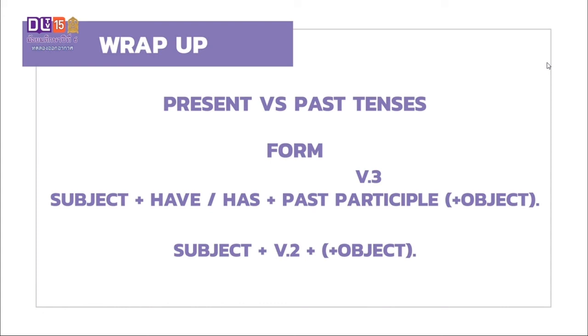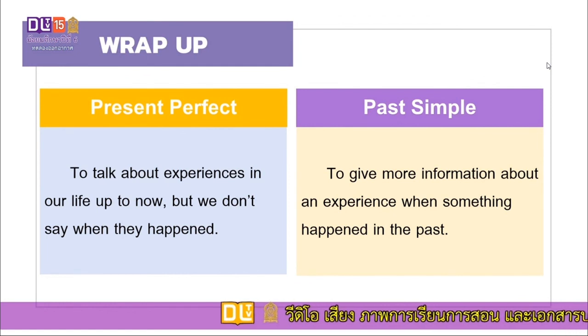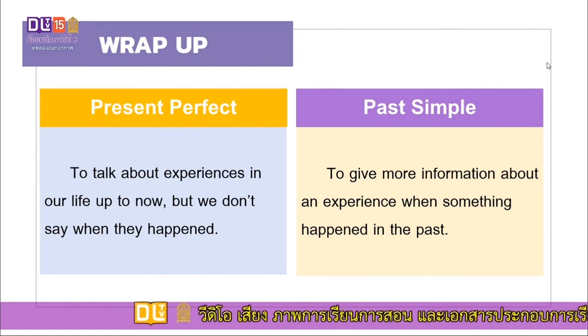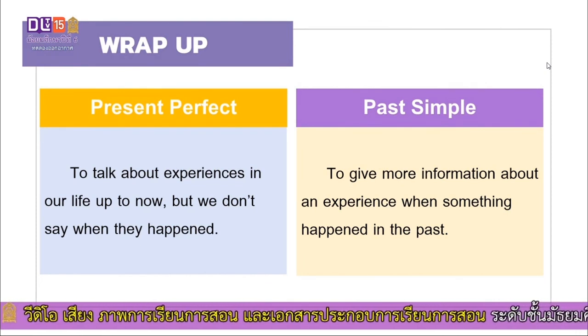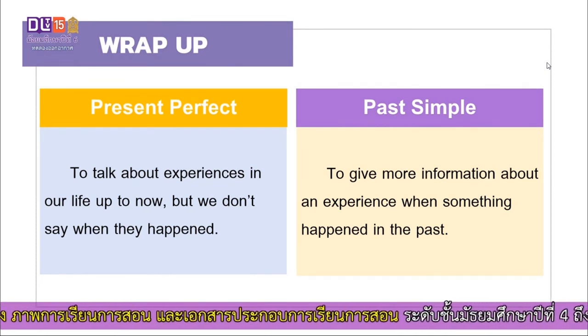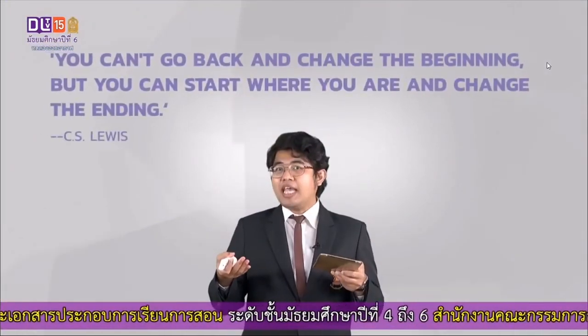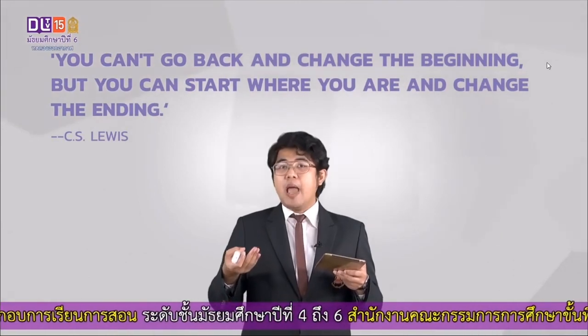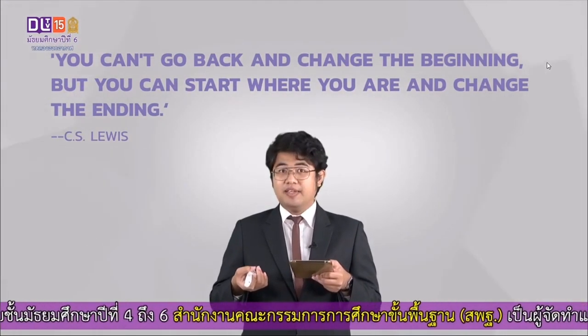Okay, I will show you some conclusions. For present perfect, to talk about experiences in our life up to now, but we don't say when they happened. But for past simple, to give more information about an experience, when something happened in the past. Okay, and before ending the lesson, I have something to tell you. You can't go back and change the beginning, but you can start where you are and change the ending.